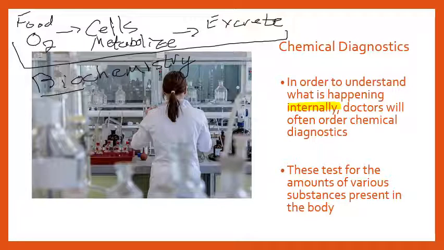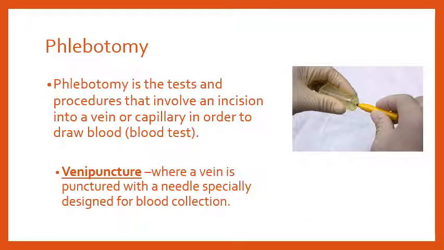And so what we can do is check your nutrition. We can check how well your cells are working in specific parts of your body. We can check how well your body's eliminating waste, all because we can check the chemicals that are present inside of your body in different places. And so one of the most common things that we would do is have a blood test.